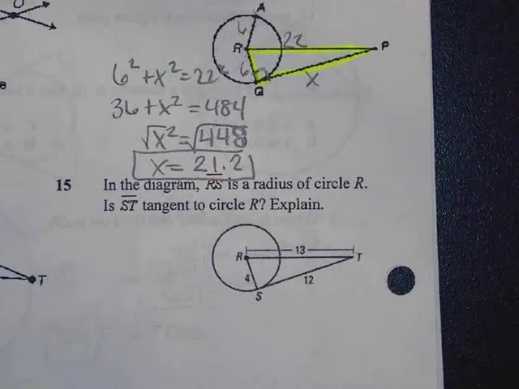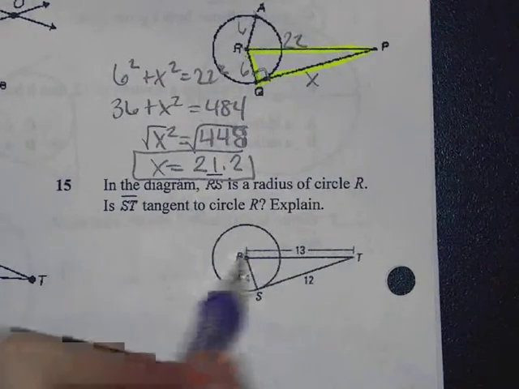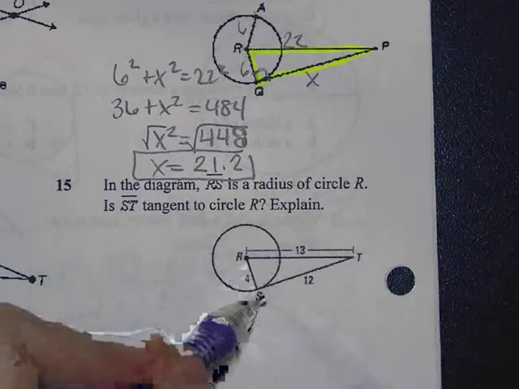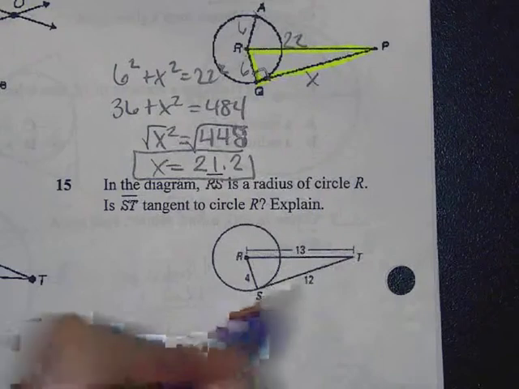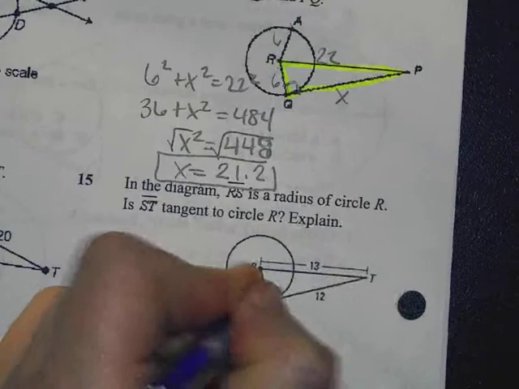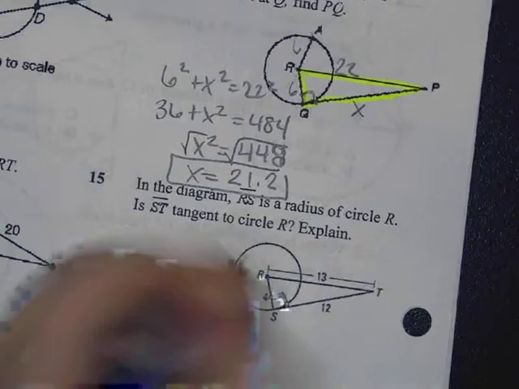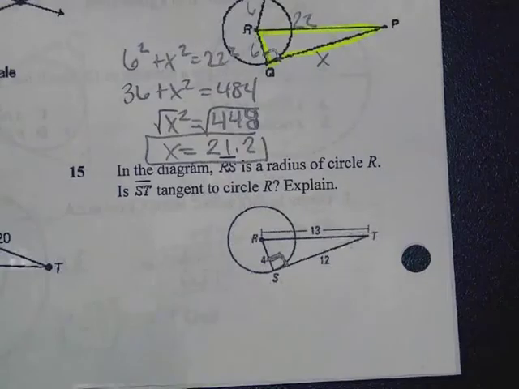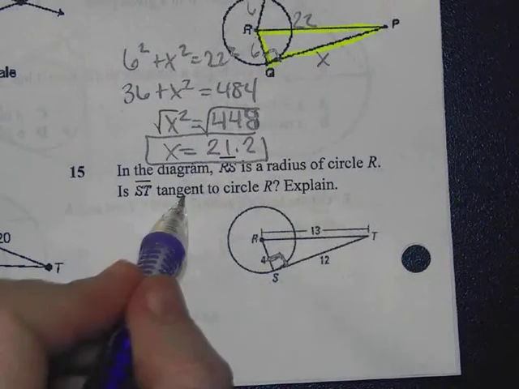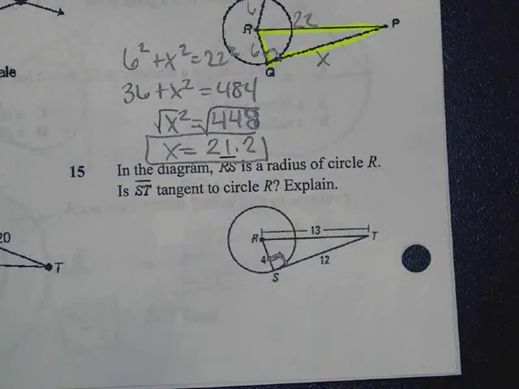All right, looking at number 15. It tells us that RS is a radius of the circle. The fact that they told us that and that ST is tangent is so we can put a right angle where the tangent line hits my circle. This is another Pythagorean theorem, and it's asking if it's tangent. That's what my goal is to find out.